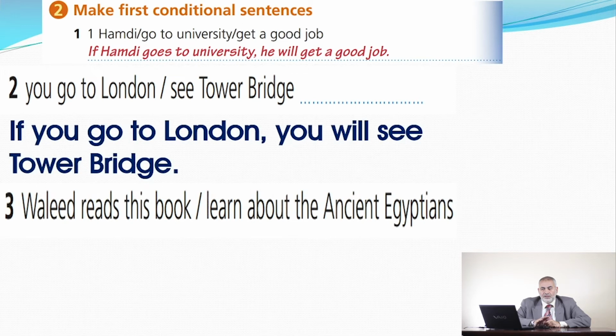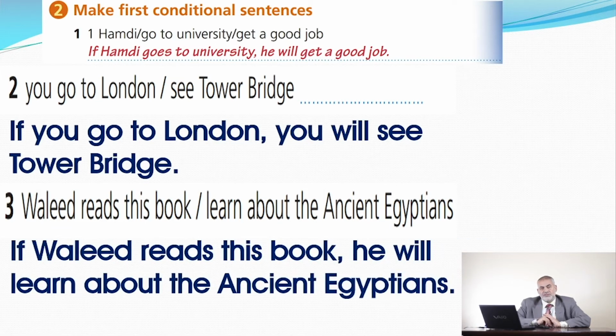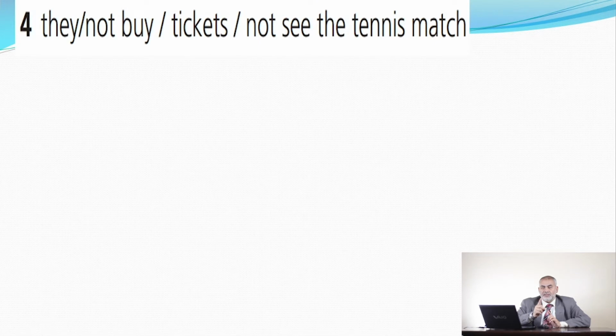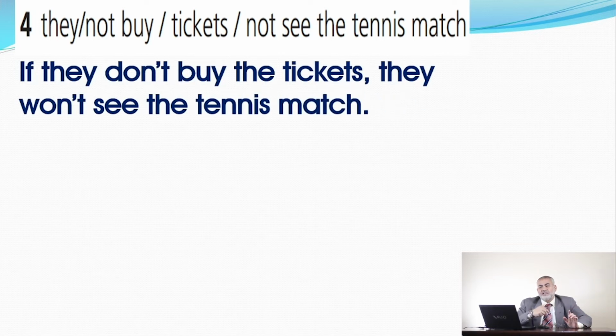Number 3, read and think of the answer please. نقرأ كده ونفكر في الإجابة. وليد reads this book. Learn about the ancient Egyptians. So how will it be? هتكون إزاي? Yes. If Walid reads this book, he will learn about the ancient Egyptians. Number 4, they not buy tickets, not see the tennis match. So how can it be? Yes. If they don't, present simple, don't. If they don't buy the tickets, the future they won't see the tennis match.